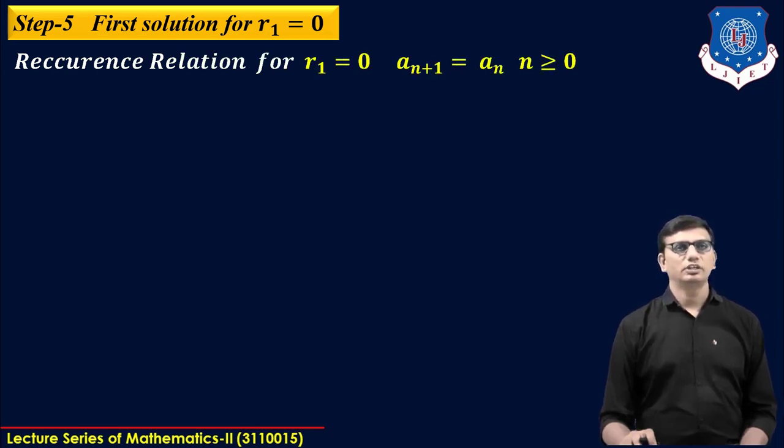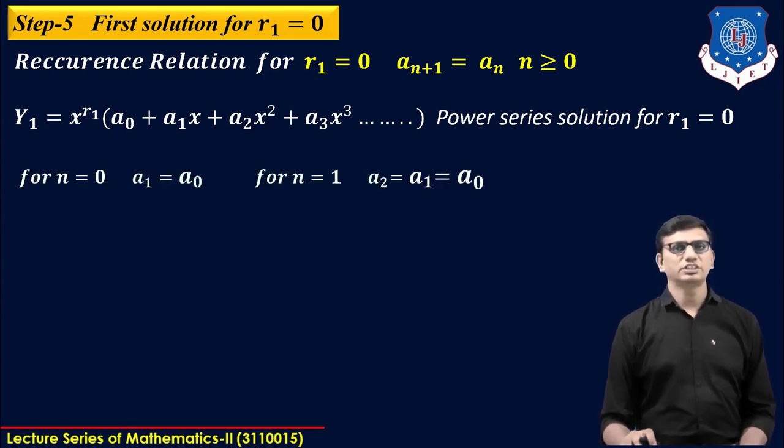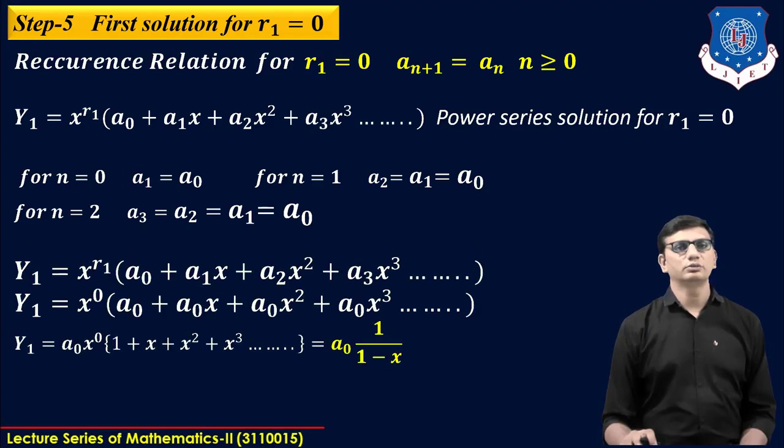Now y1 equal to x raised to r1 into (a0 plus a1x plus a2x square and so on), which is the power series solution for r1 equal to 0. Now putting n equal to 1, 2, 3 in our recurrence relation, we get a1 equal to a0, a2 equal to a1 equal to a0, a3 equal to a2 equal to a1 equal to a0. That means we have an equal to a0 for all n. Now putting this value in our power series solution, we get y1 equal to a0 into x raised to 0 into (1 plus x plus x square plus x cube and so on).